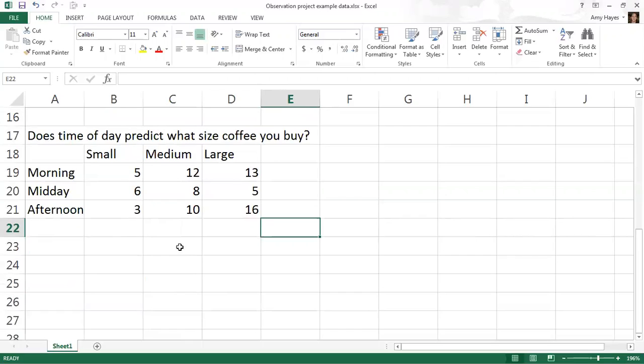And I just wanted to show you one final example. Some of you are going to have more than a 2x2. You might have a 3x3. Some of you might even have something bigger than that. The setup works the same way.